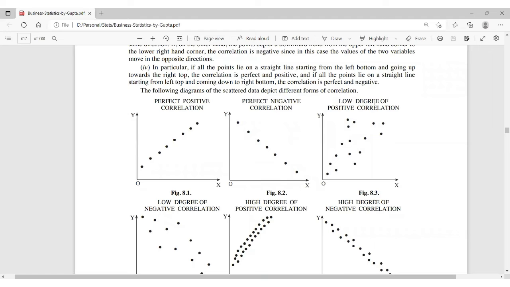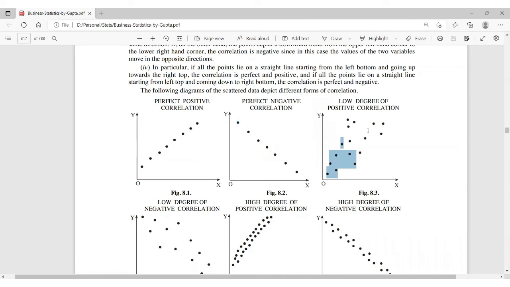In the low degree positive correlation, values are increasing. Values are increasing because it is positive. Positive means it goes from bottom to top, increasing. But the thing is, if we draw an imaginary line joining these dots, it is a straight line, right? Fine? Yes, you're right. In positive, it is a straight line. Similarly in the negative also, straight line, right?